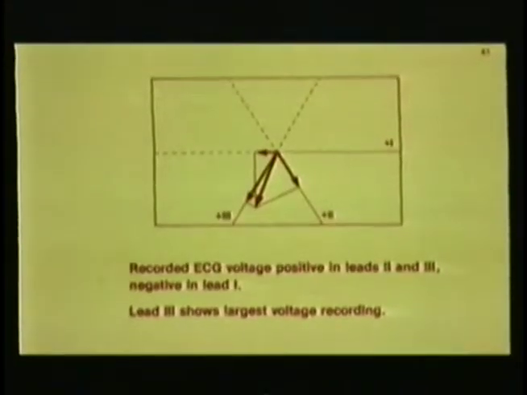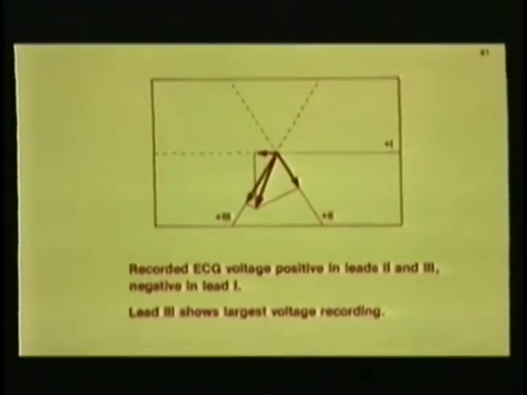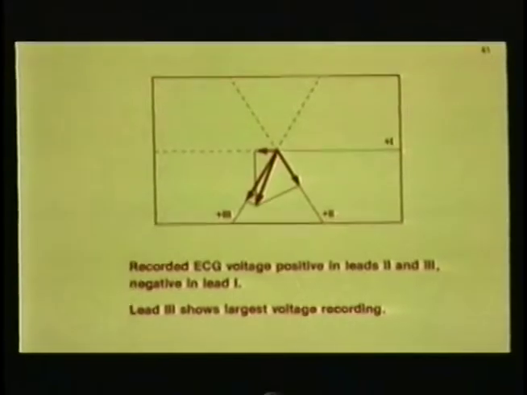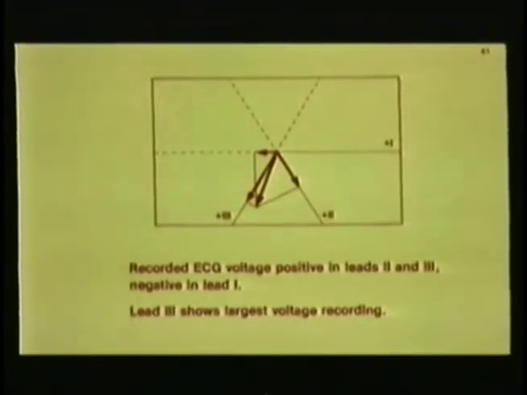(41) The projected vectors indicate positive deflections in leads 2 and 3, and a negative deflection in lead 1. The largest deflection is in lead 3. (42) Given the relative magnitude and polarity of component vectors in leads 1 and 3, construct the resultant vector and estimate the relative magnitude and polarity of the ECG recording expected in lead 2.